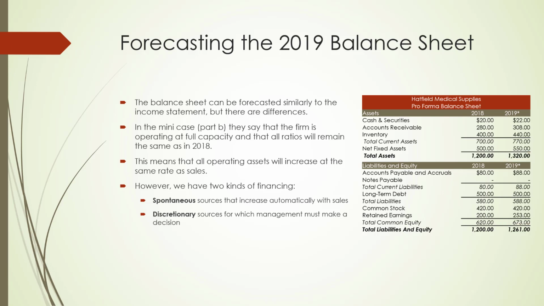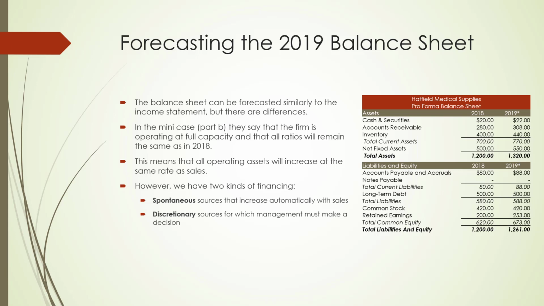So remember that the balance sheet has to balance. That's why it's named a balance sheet. And in our forecast, it doesn't balance. There's a good reason for that. The reason is that we want to know how much discretionary financing we need to go out and raise. And that will be the amount that brings the balance sheet into balance.